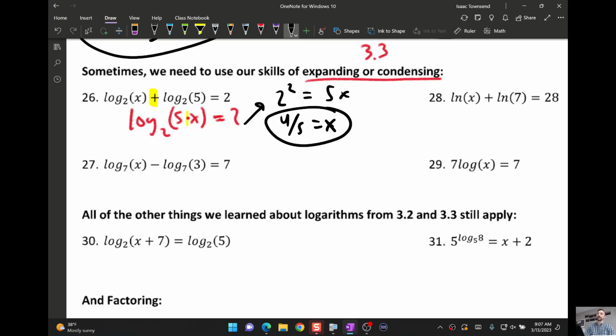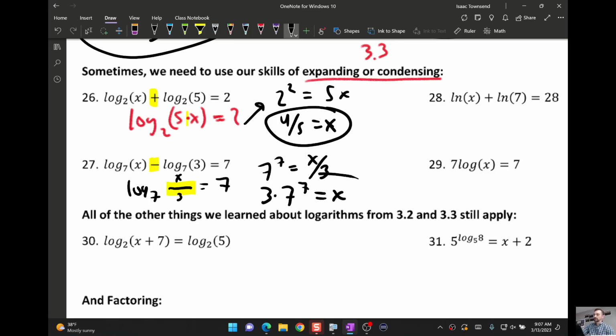You have to consider that sometimes. The only other way to condense other than adding changing to multiplication was subtraction changing to division. So if you thought to condense those because nothing else works, then you could switch the forms and then multiply both sides by 3. Now, I don't expect you to know what 7 to the 7th power is without a calculator. That's going to be really big, so just leave it as is.